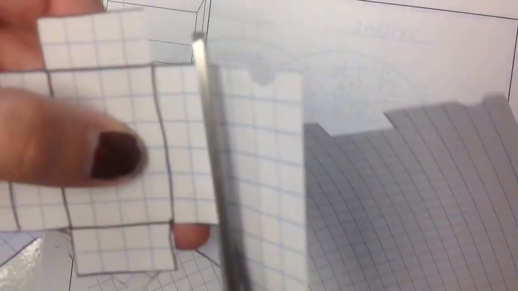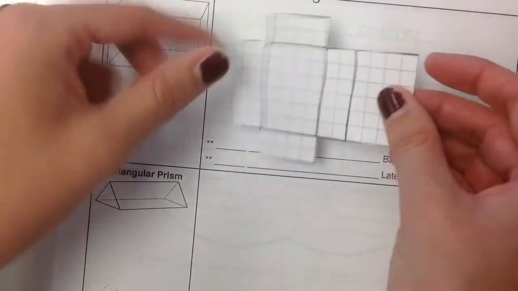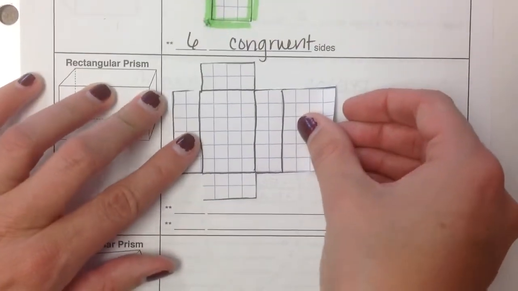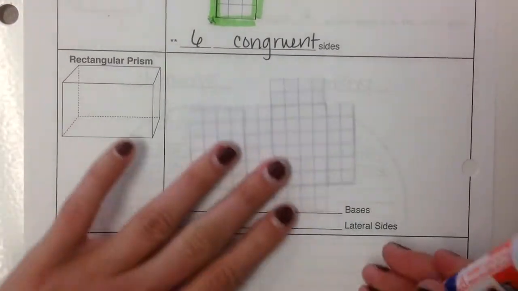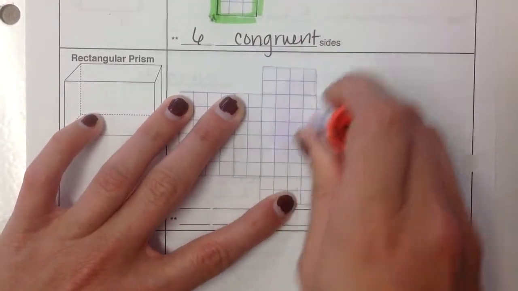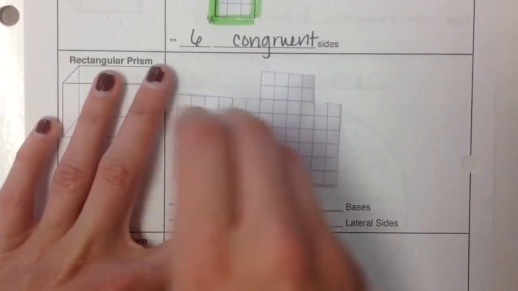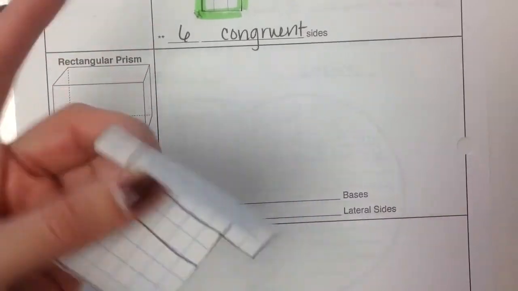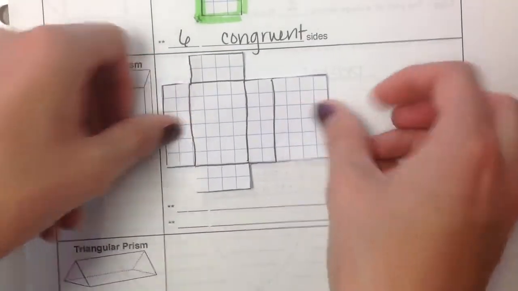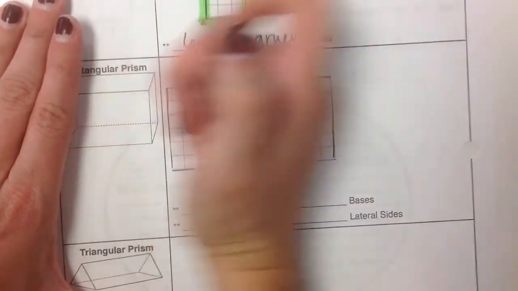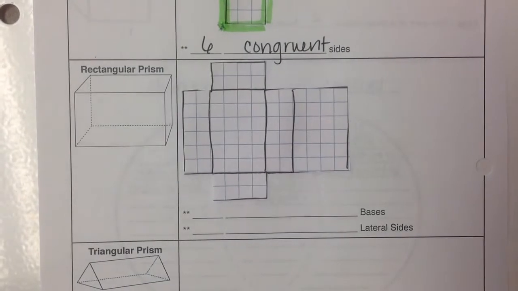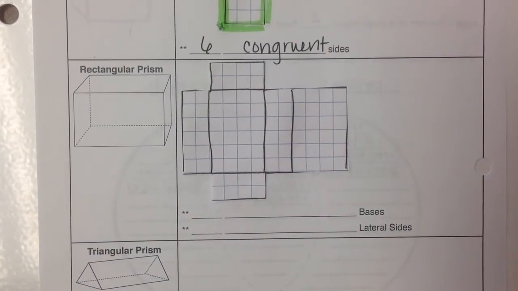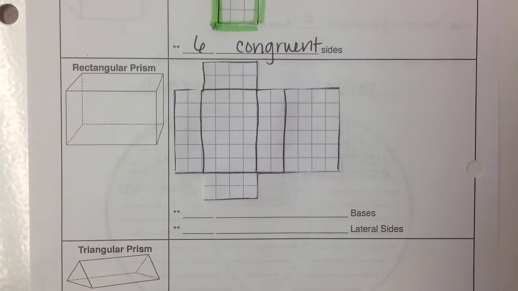And then just like before, if you want to see if you can fold it up and turn it into a rectangular prism, you can. I'm just going to go ahead and glue it on here as our net. So just like we did before, I'm going to go ahead and highlight the sides that are congruent. We're going to think about what we know about rectangles here.